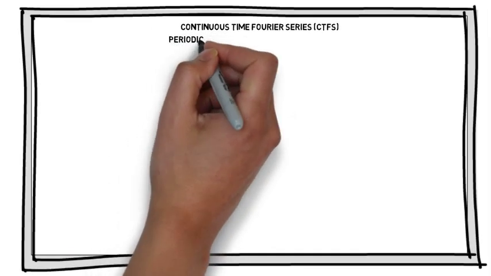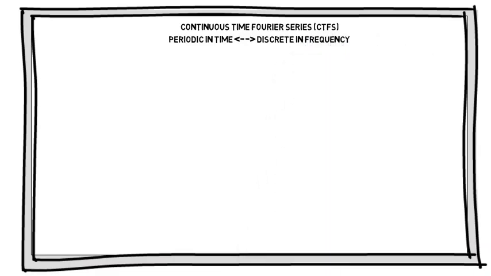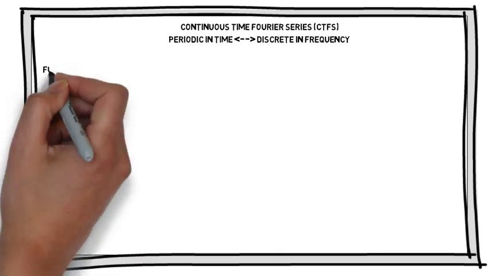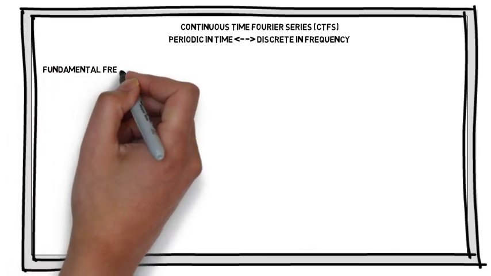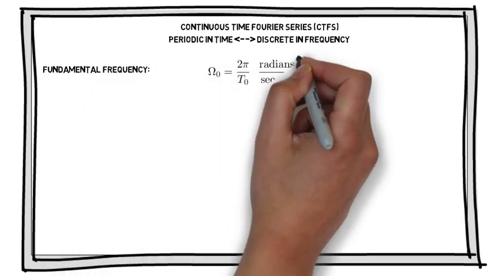The continuous time Fourier series is for signals that are periodic in time, and if they're periodic in time, that means that they're discrete in frequency. So in particular, if the period in time is t0, that is to say the signal repeats itself once every t0 seconds, then it only has energy at frequencies that are multiples of the fundamental frequency. That is to say, at frequencies that are multiples of omega naught, which is 2 pi over t0 radians per second.